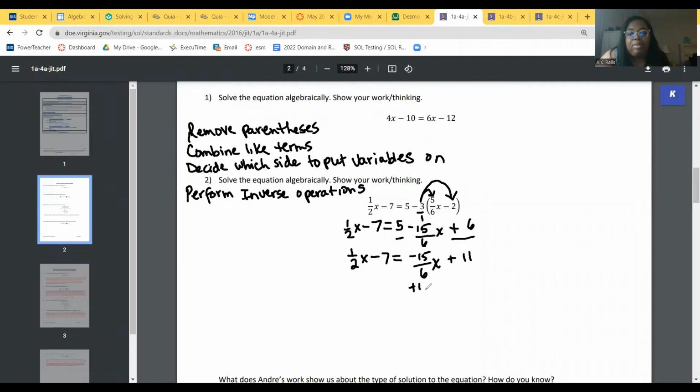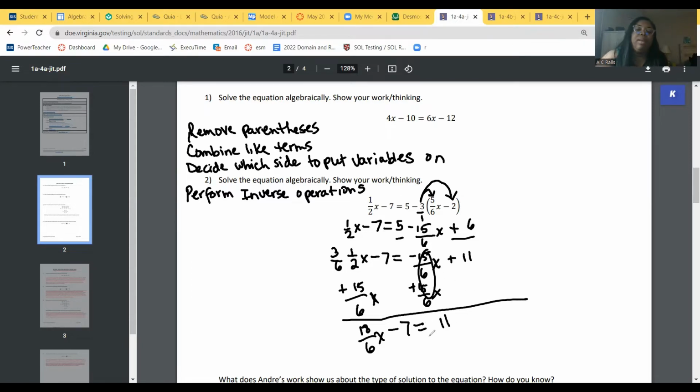When I add 15 over 6, I'll have 1/2 here and add it here. Need to make them have the same denominator. So I'm going to change this one with a 6. 2 into 6 goes 3 times. 3 times 1 is 3. So 3 over 6 plus 15 over 6 will be 18 over 6x. Bring down my -7.